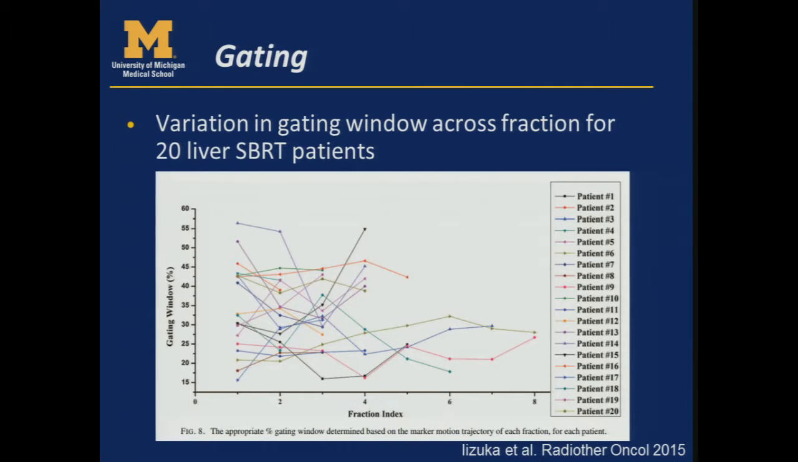And so this just shows for 20 liver SBRT patients that were gated, just a huge variation in the gating window that can be used from fraction to fraction. So it's not a matter of setting up the gate at the time of simulation. We know that patients' breathing patterns change, and even the correlation between your internal and external surrogates and tumor motion can change as we go through the treatment course. And so it's something that has to be looked at each fraction, not just at simulation.